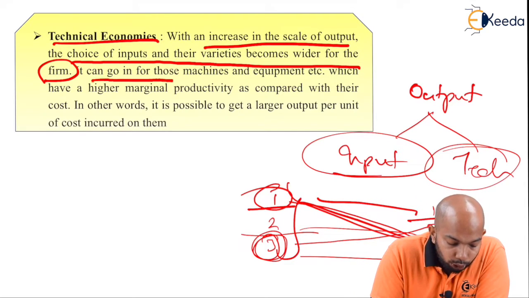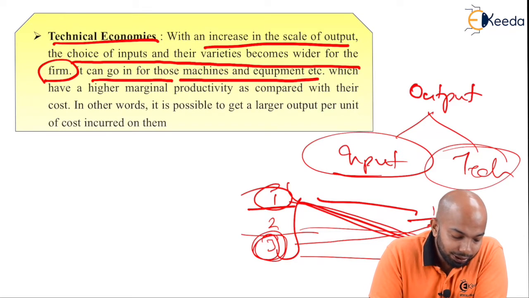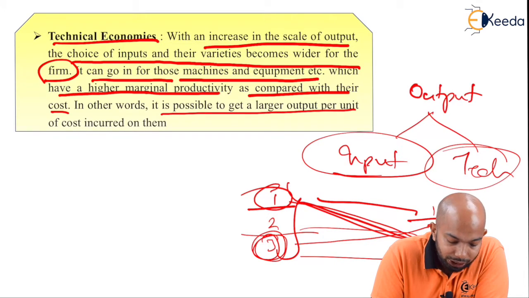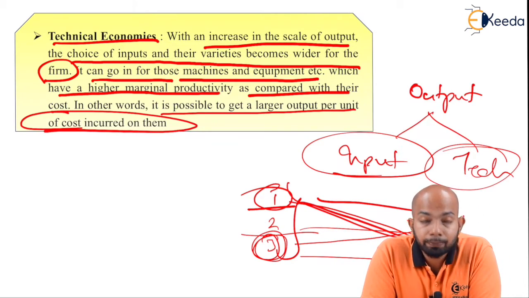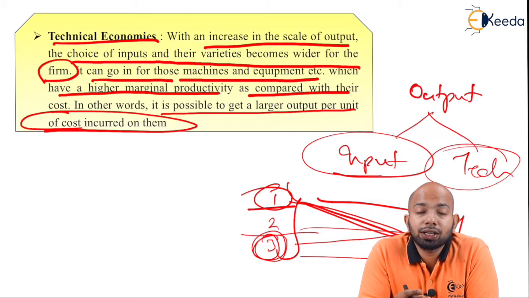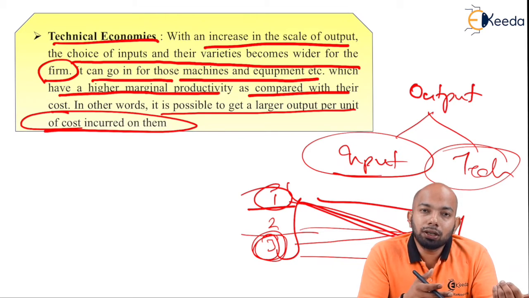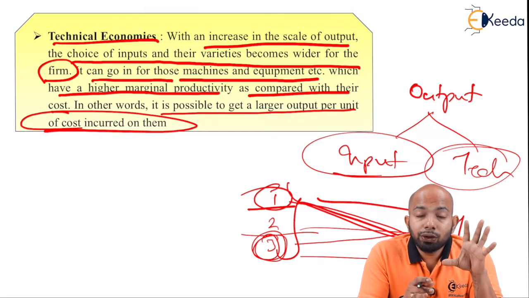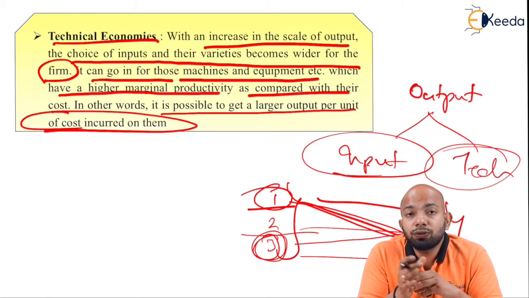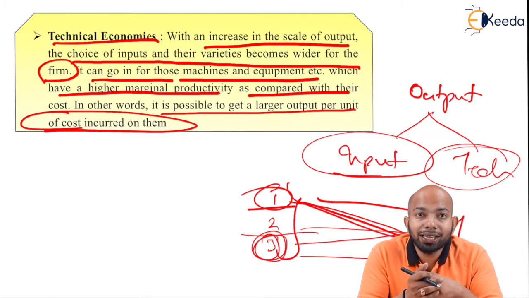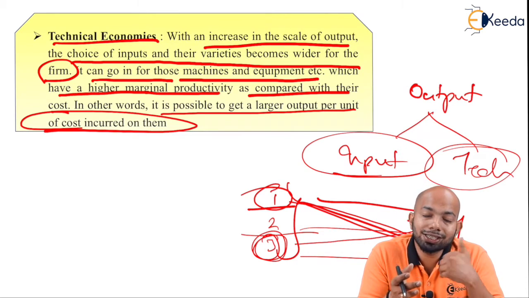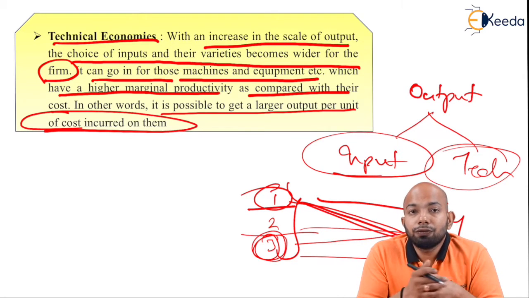It can go in for those machines and equipment, etc., which have higher marginal productivity as compared with their cost. In other words, it is possible to get a larger output per unit of cost incurred on them. Now, here they are talking about machines or equipment, technology basically, which can give you higher output with a similar cost. Why? Because if you are getting 10 mangoes for 100 rupees and if you are getting 30 mangoes for 100 rupees, which one will you buy? You will buy the one whereby you are getting 30 mangoes for 100 rupees, because here the quantity is more, the cost is remaining the same, hence it is feasible enough for you.